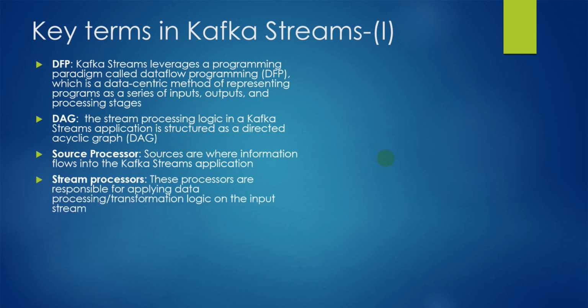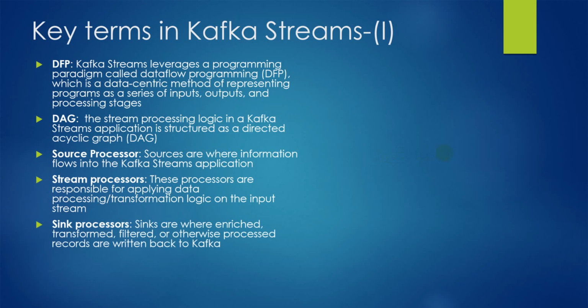Stream processor. These processors are responsible for applying data processing and transforming logic to the input stream. Sink processor. Sinks are where enriched, transformed, filtered, or in other words, processed records are written back to Kafka.